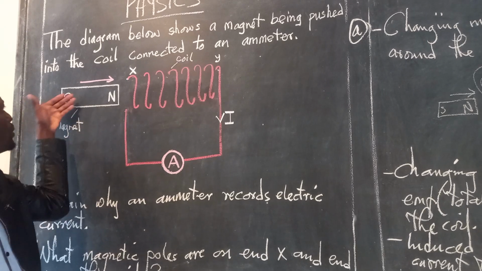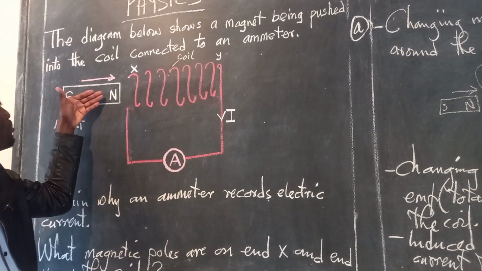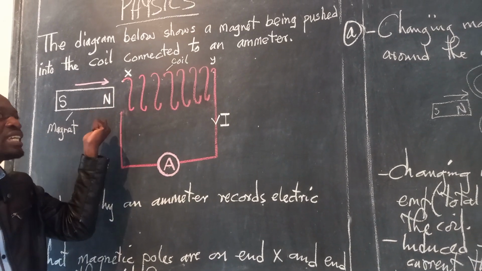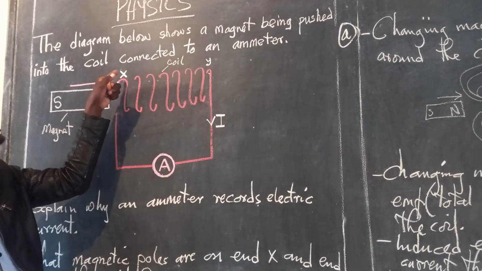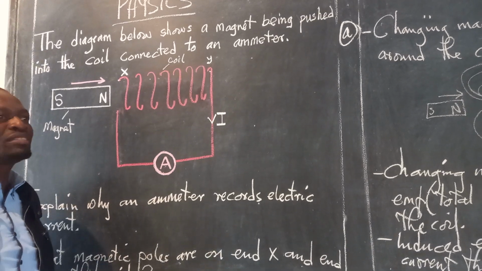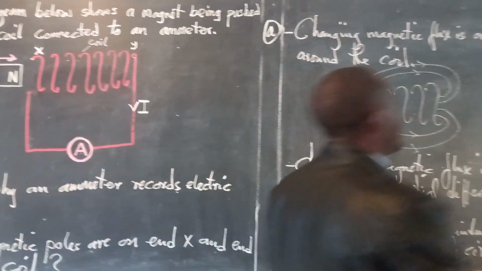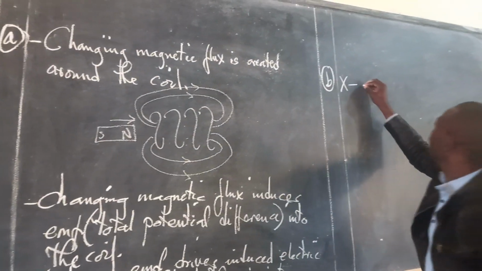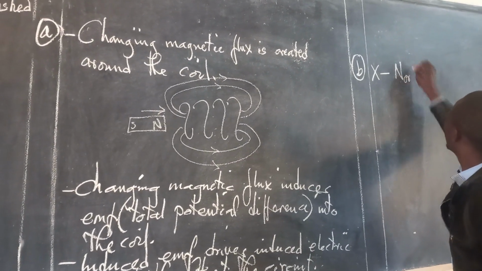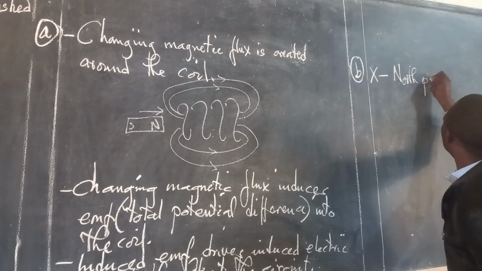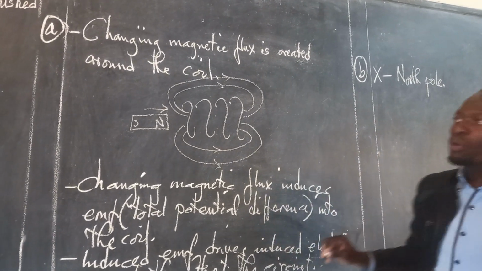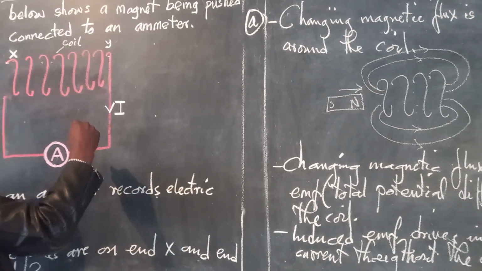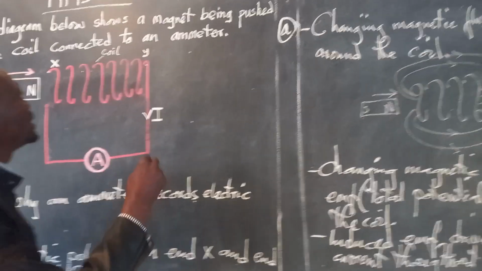So now that we are pushing the north pole of the magnet into the coil, and we are saying that creates repulsive force, X becomes the north pole, okay, north pole, and Y becomes the south pole.